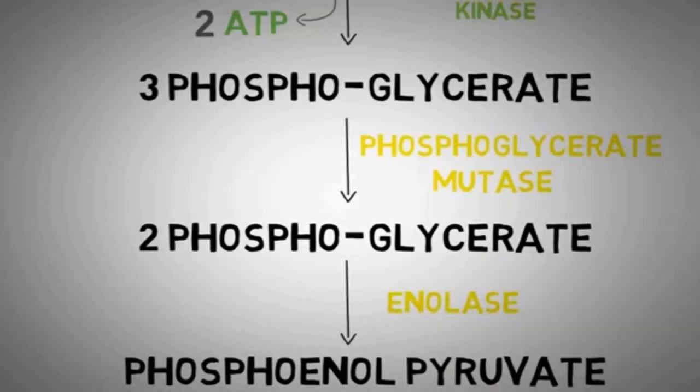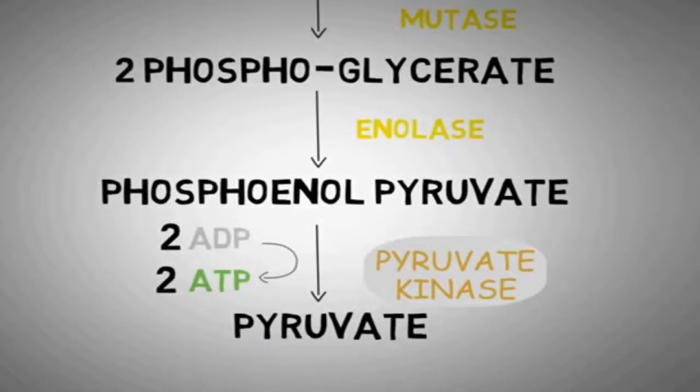The 3-phosphoglycerate gets converted into 2-phosphoglycerate with the help of the enzyme called phosphoglycerate mutase. And then this gets converted into phosphoenolpyruvate with the help of enolase enzyme. Now this gets converted into pyruvate, in which 2 ADP get converted into 2 ATP. And the end product is called pyruvate, which is formed by pyruvate kinase enzyme.